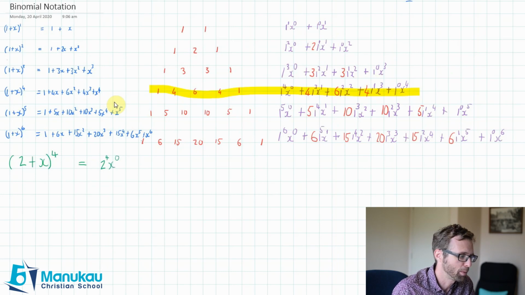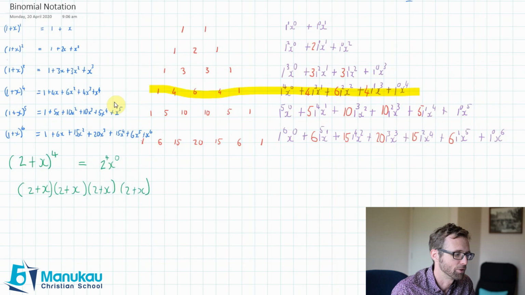And I think you can probably see why that is, because 2 plus x to the power of 4 is this, right? 2 plus x times 2 plus x times 2 plus x times 2 plus x. And you can see that when you expand that out, 2 times 2 times 2 times 2, or 2 to the power of 4, is going to give you your term without the x's. So that's our first term. Now, our second term, we're going to use this 4, so it'll be times 4.